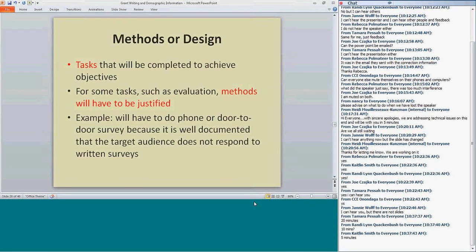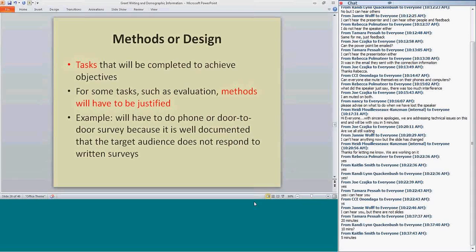This is really about the tasks that you're going to be using to achieve your objectives. And it's really, really important, I think, to be clear about this, because it's easy sometimes for us to say, this is what we want to do, this is what we want to have happen, but knowing how we're going to make that happen, particularly with the amount of funds that we're being given, is really, really important.